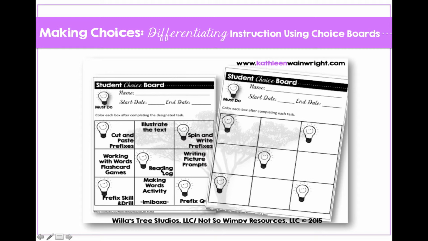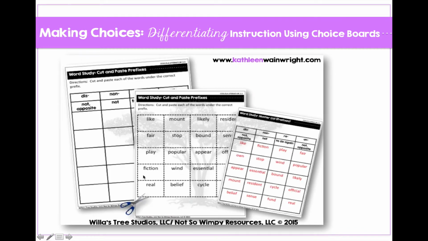And in the middle, you'll see reading log, because every day they have to read. Our reading workshop is 40 minutes every day. The first 20 minutes, they can either read or do one of the light bulb activities, the must-dos, or the first 20 minutes they can do a light bulb activity, and the second 20 minutes they can read, but every day they must complete their reading log. So this is just an example of one of the activities I have.